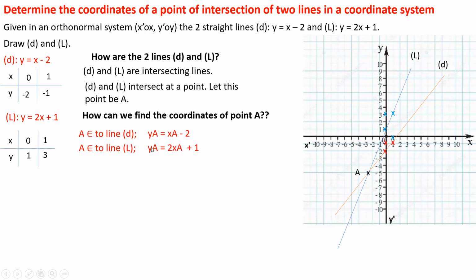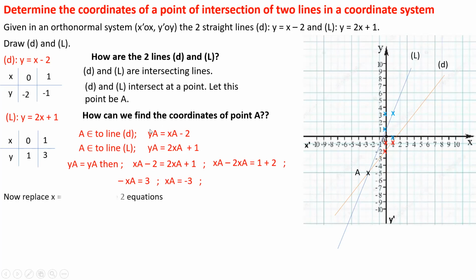This YA is equal to YA. So we take the first side equal to the second side. So since YA equal YA, then XA minus 2 equal to XA plus 1. So here now we have an equation. We take all x to side 1 and all numbers to side 2. So XA is equal to minus 3. We got the abscissa of A. Now the abscissa we got here, we replace it in any of the two lines. We always choose the line with the easier calculation. So I choose line D and I replace in the equation. So I get YA is equal to minus 5. So the coordinates of A are (-3, -5).